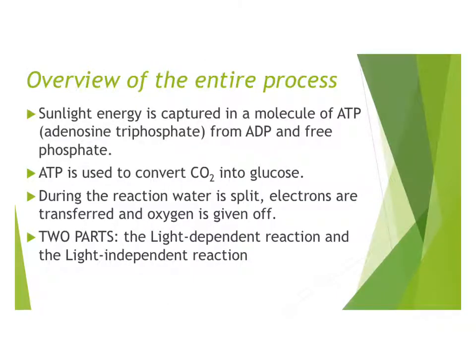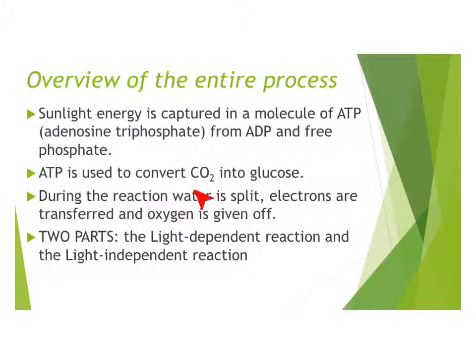So we've talked about an overview of the whole process. We have sunlight energy being captured, and it gets captured first in a molecule of adenosine triphosphate, ATP. You may have heard of this. And ATP is the energy that cells use. So everything that the cell is doing, either breaking down glucose to get energy or capturing sunlight to get energy, it's going to be creating this molecule ATP, because that's how cells use energy. And ATP is generated from adenosine diphosphate, which has 2 phosphates, and the addition of an extra phosphate, which makes it triphosphate. And it's that phosphate bond that contains the energy.